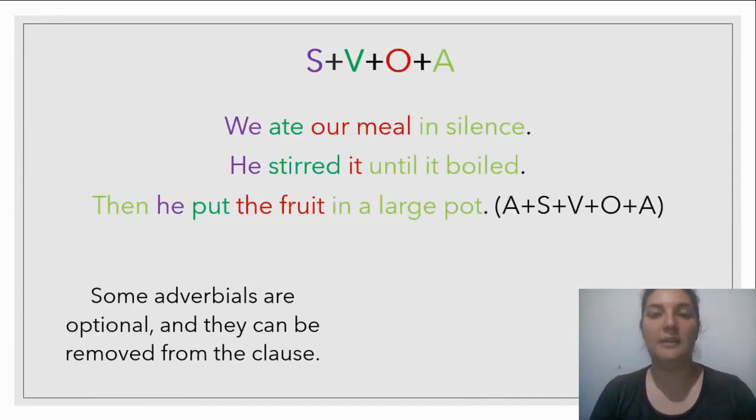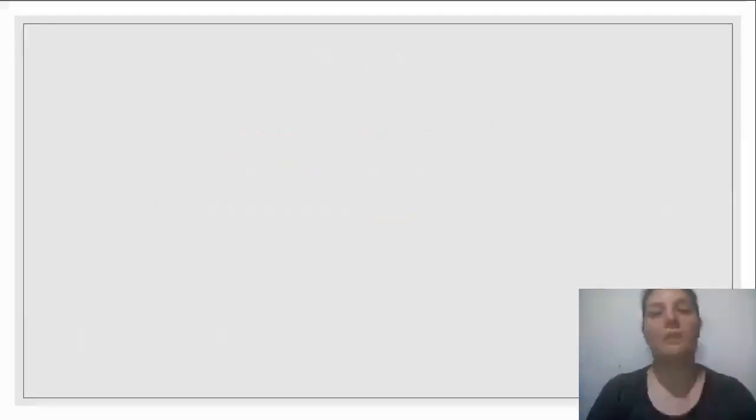This means that they are elements that can be removed from the clause without altering the meaning of the entire or the major clause. For example, if we say we ate our meal, that is complete information. In silence gives us extra information on how the action was performed.